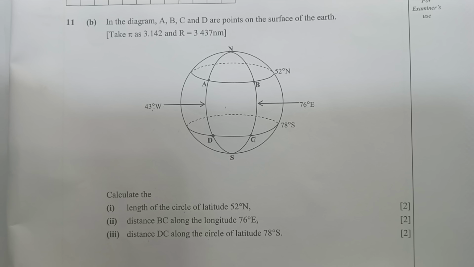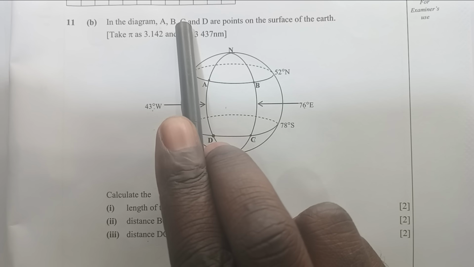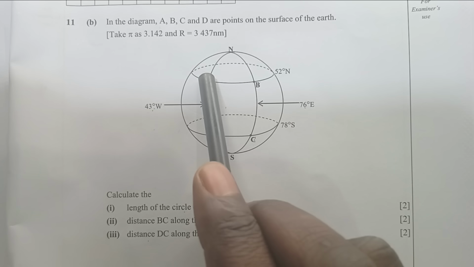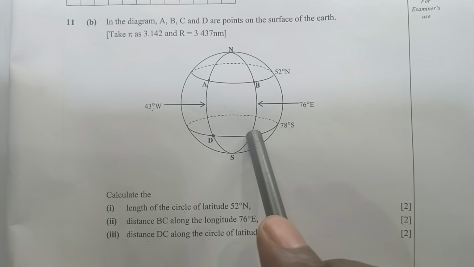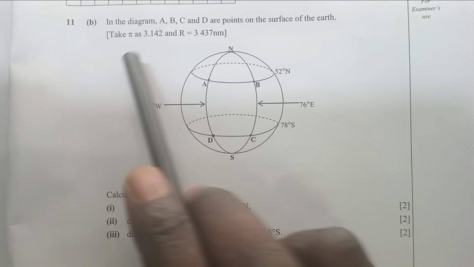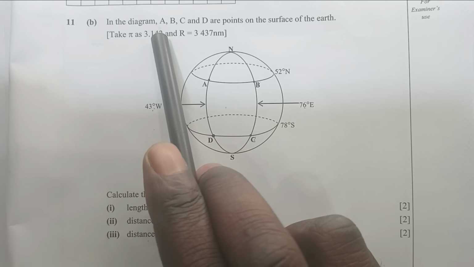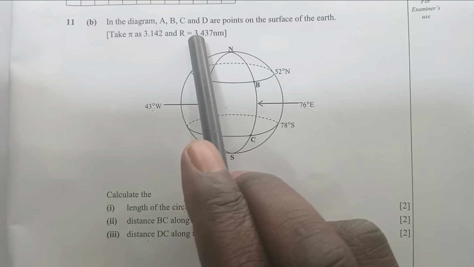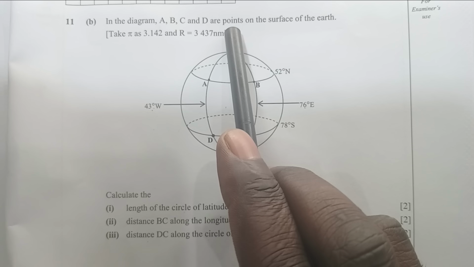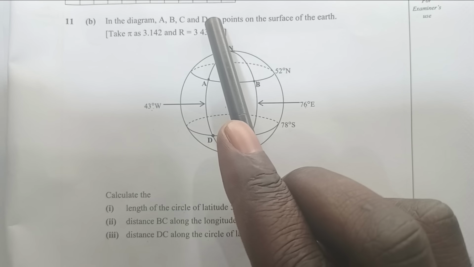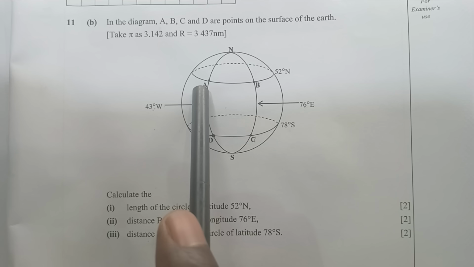Looking at the question here, it says, in the diagram, A, B, C, and D are points on the surface of the earth. Take pi as 3.142 and r equal to 3,437 nautical miles. So this is the diagram being referred to in the question with the points A, B, C, D.